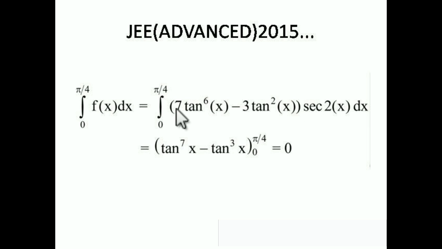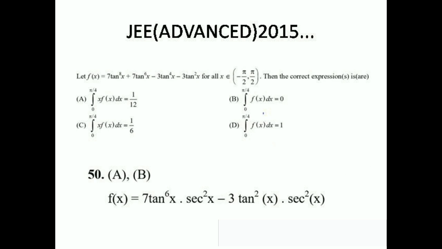So the power is increased, 6 plus 1 upon 6 plus 1, that is 7, 7 gets cancelled out, so we are left with tan⁷x minus tan³x. Similarly here, tan to the power 2 plus 1 upon 2 plus 1, 3 gets cancelled out. Now upper limit minus lower limit. First of all, upper limit, so 1 minus 1, that is 0, minus lower limit, 0 minus 0, that is again 0, so we have 0 here. So the first option, the integration from 0 to pi by 4 of f of x dx, is 0, so option B is correct.